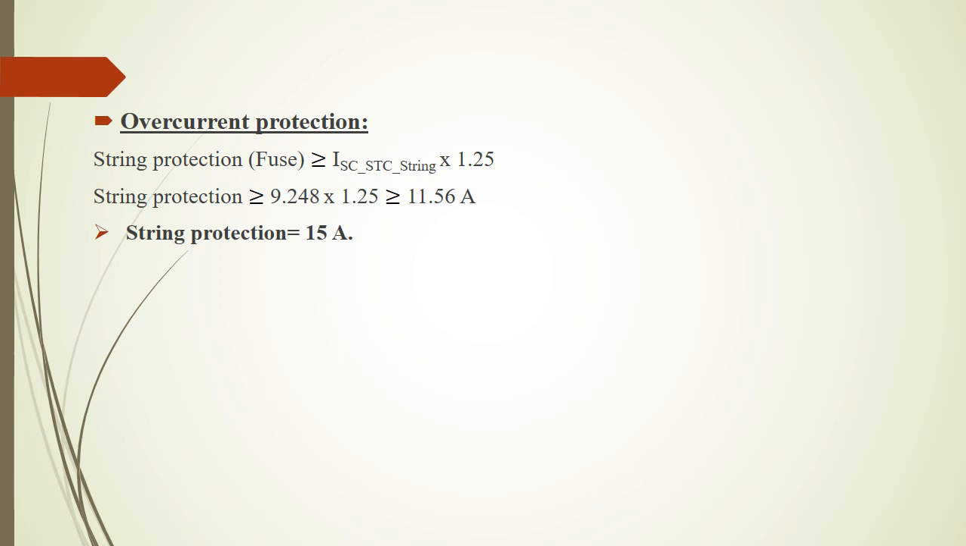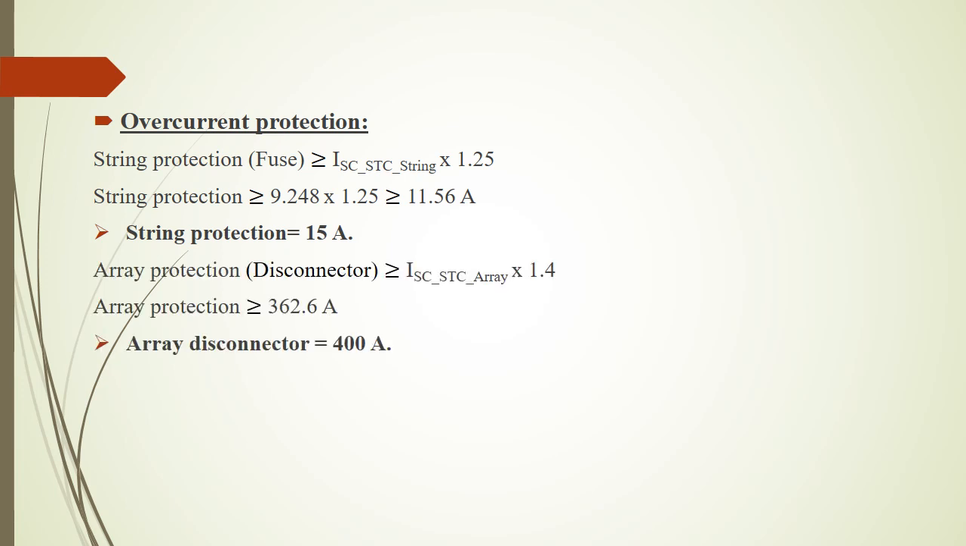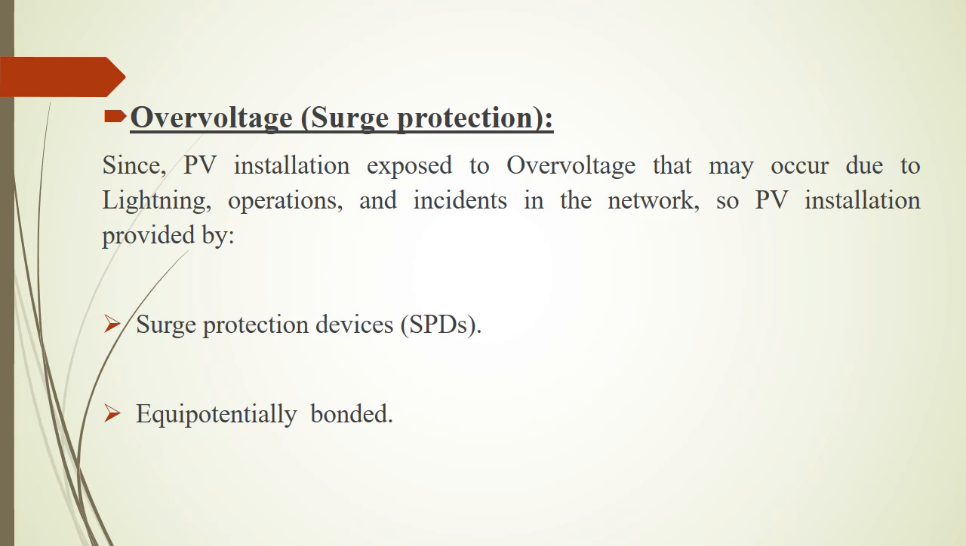The fuses are used to protect the string. The rating of the fuse should be higher than the short circuit current of the string at STC conditions. Load break switches are used to protect the whole array. The rating of the disconnector should be higher than the short circuit current of the array at STC conditions. Since PV installations are exposed to overvoltage that may occur due to lightning and incidents in the network, PV installations are provided with surge protection devices and the ground system should be equipotentially bonded.